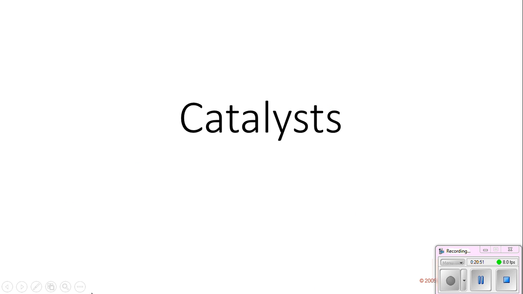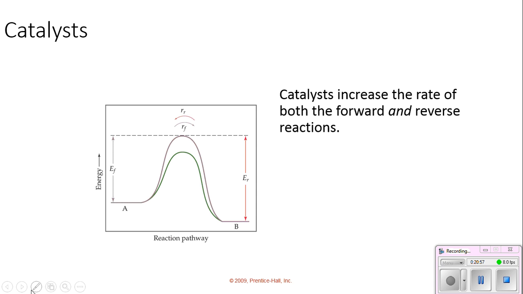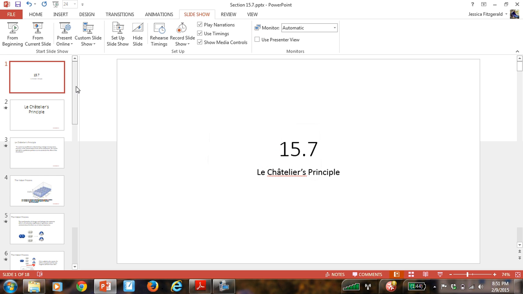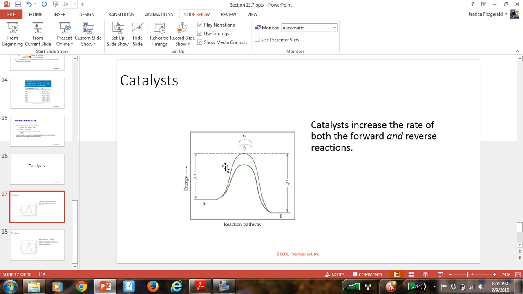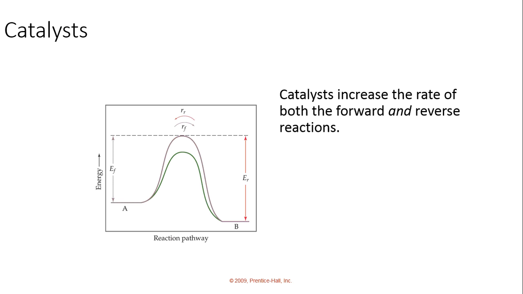So now let's briefly touch upon catalyst. Okay, so a catalyst increases the rate of both the forward and the reverse reactions. So it's going to help you get to equilibrium faster. A catalyst will not affect the position of your equilibrium, so it's not going to change your equilibrium constant, or K.